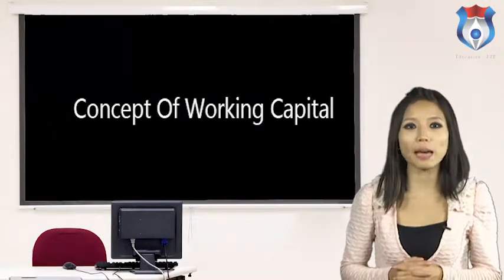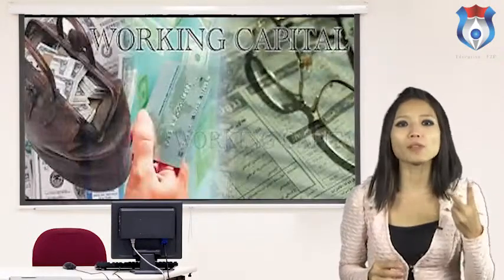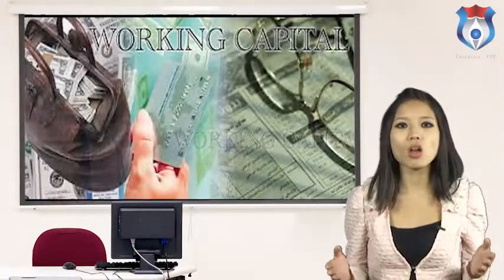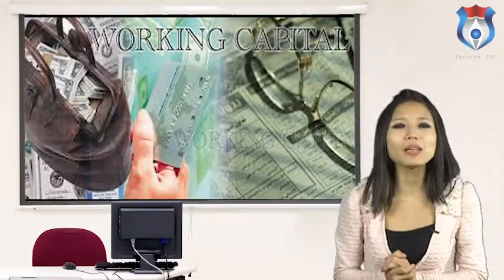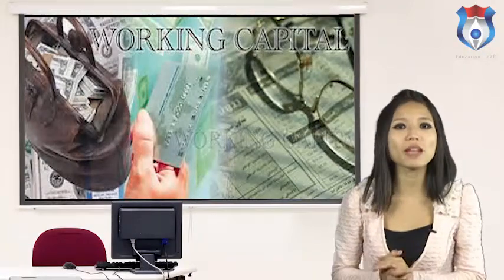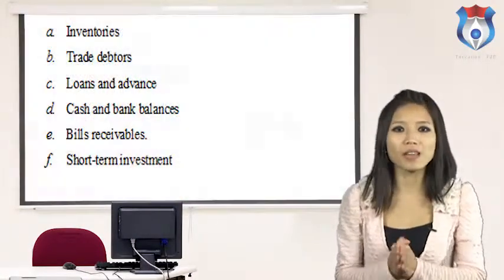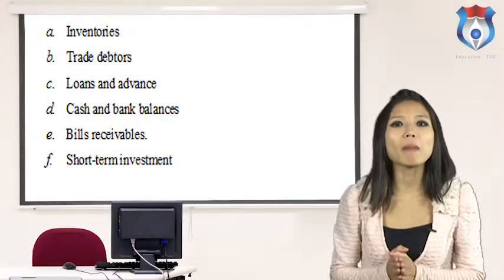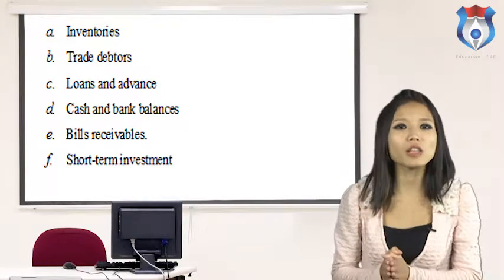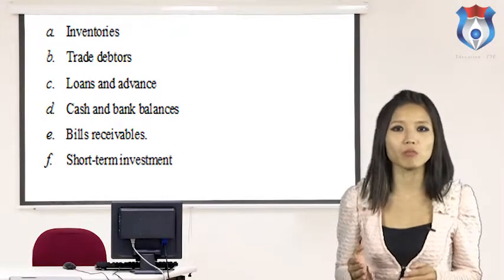Concept of working capital. There are two concepts of working capital. The first is gross working capital. The gross working capital, simply called working capital, refers to the firm's investment in current assets. It includes inventories, trade debtors, loans and advances, cash and bank balances, bills receivable, and short-term investment.